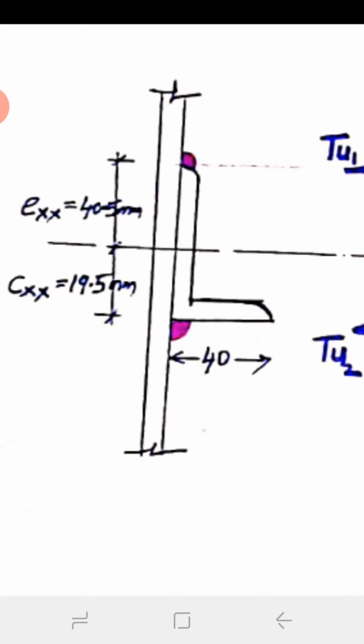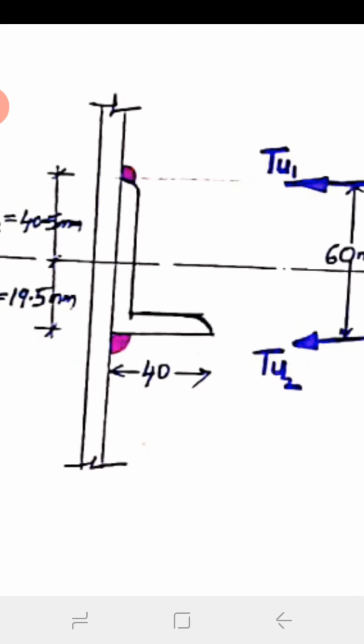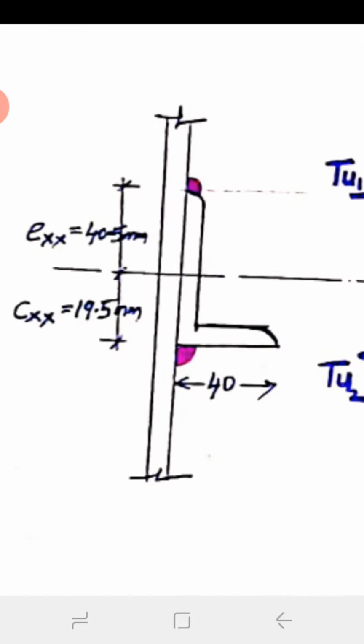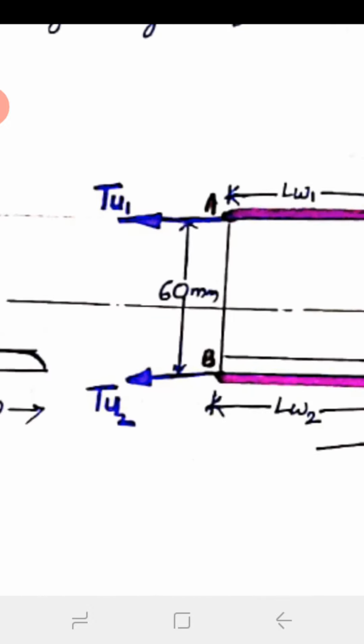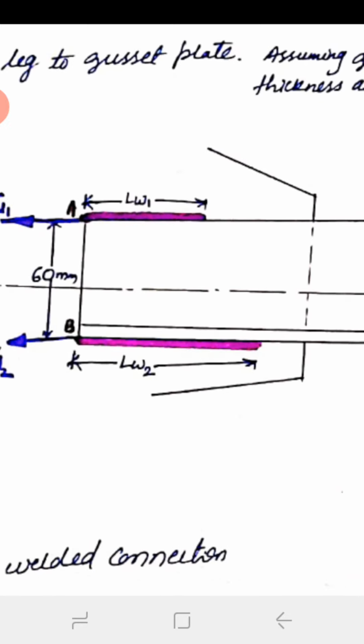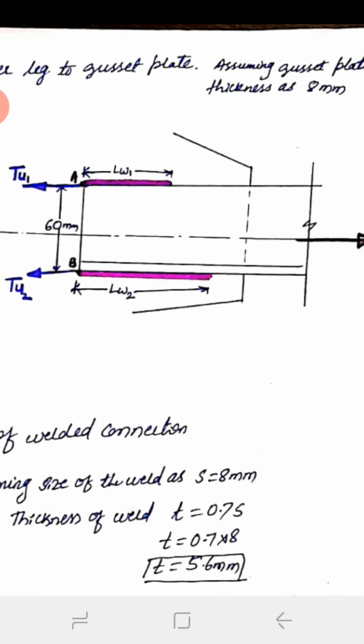Then the weld is applied at the upper, that is at the toe as well as at the heel. Then this is the section I am showing, this is the angle section. Then draw the longitudinal section also. So this figure shows you the longitudinal section.